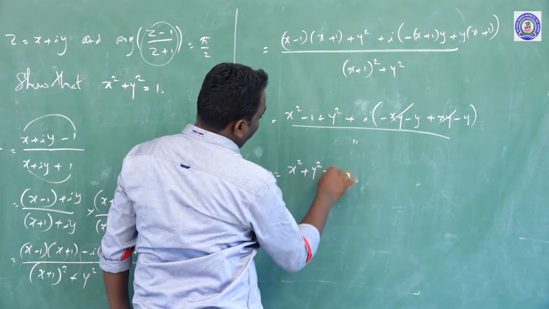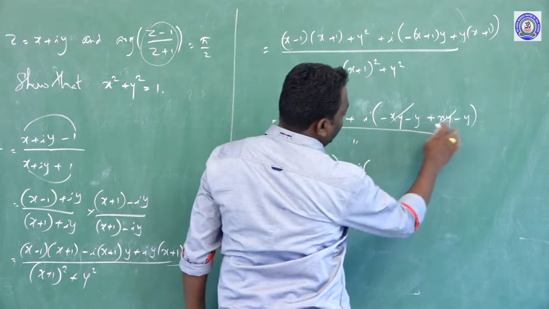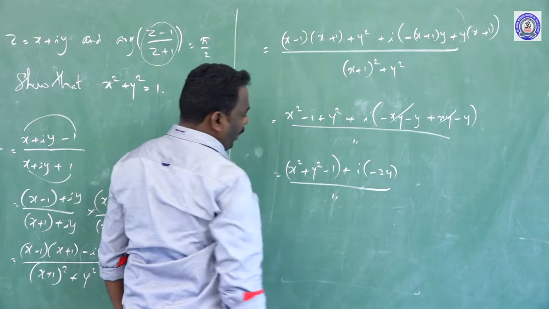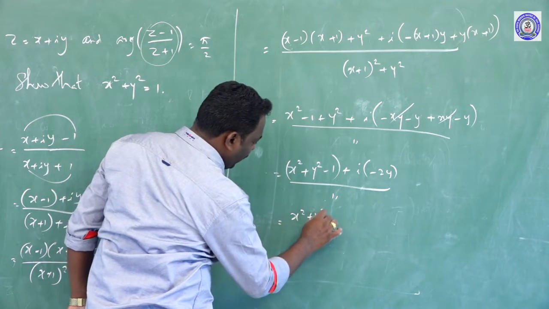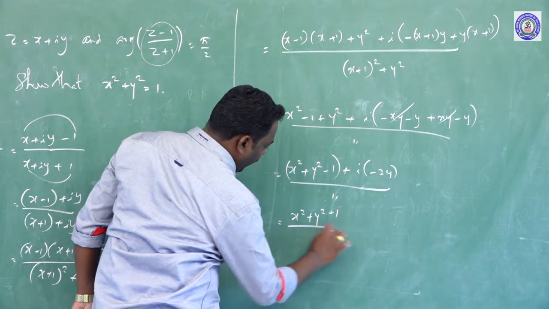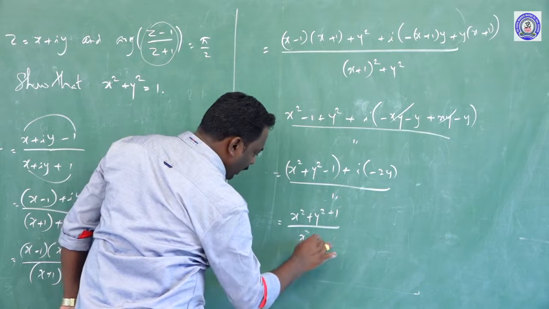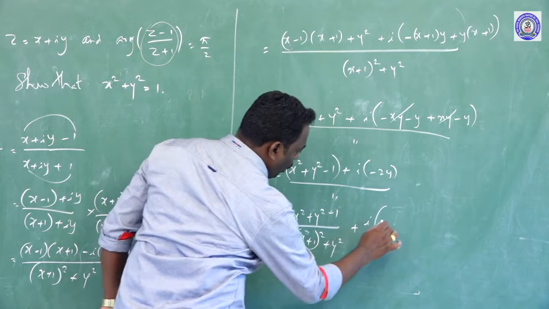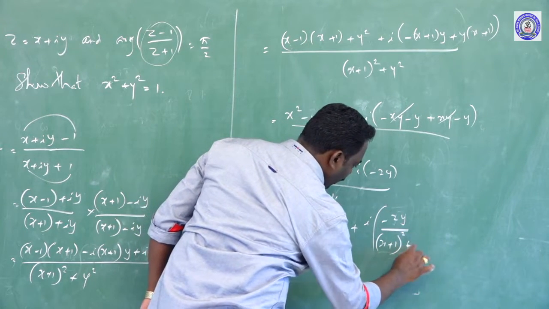By the same denominator, that is equal to x squared plus y squared minus 1, plus i times minus 2y, by the same denominator. Now, separating the denominator, that is equal to (x squared plus y squared minus 1) by ((x plus 1) whole squared plus y squared), plus i times minus 2y by ((x plus 1) whole squared plus y squared).